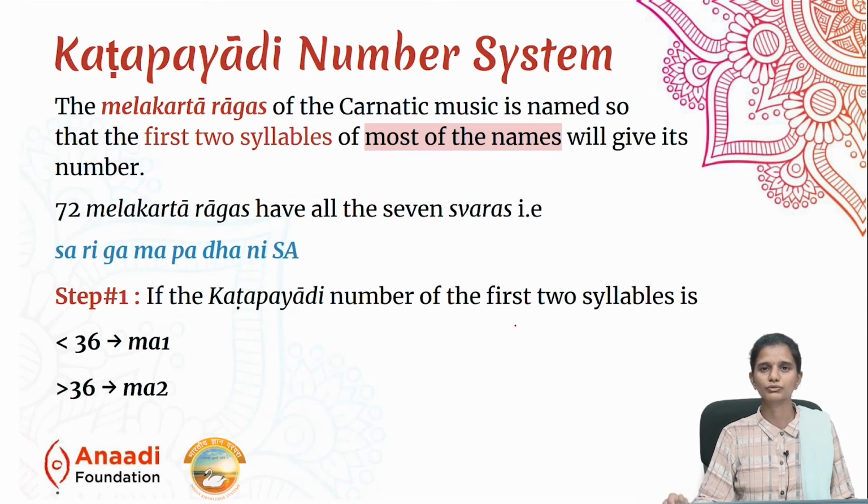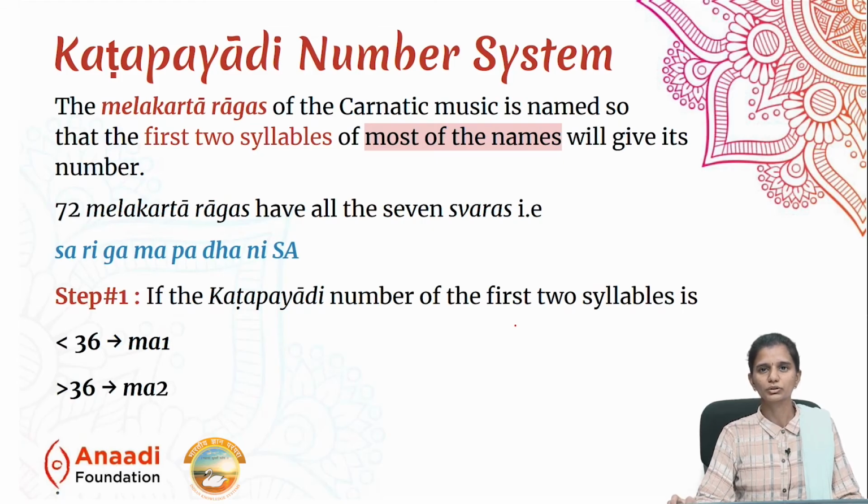First, we should know that all the 72 Melakarta ragas will have the 7 swaras in them. All the 7 swaras will be there. We have Sa, Ri, Ga, Ma, Pa, Dha, Ni, and then this Sa is the higher note. Now, in all the 72 ragas, the position of Sa, Pa and the higher note Sa will be the same, whereas the Ri, Ga, Ma, Dha, Ni will have variations.